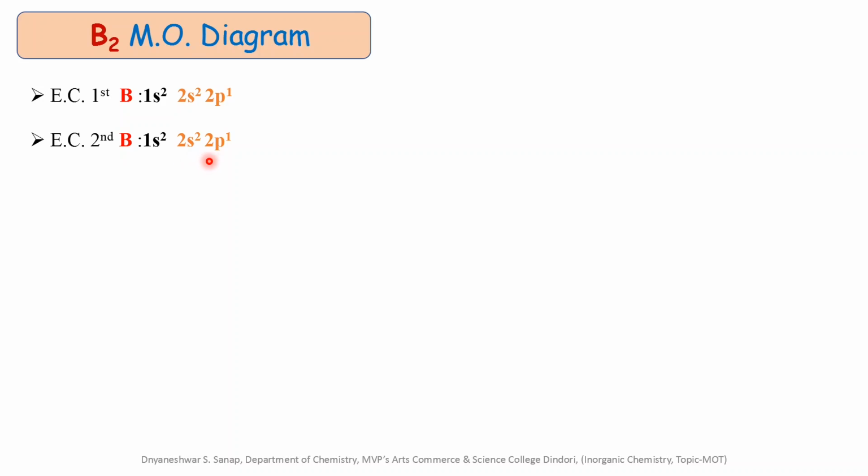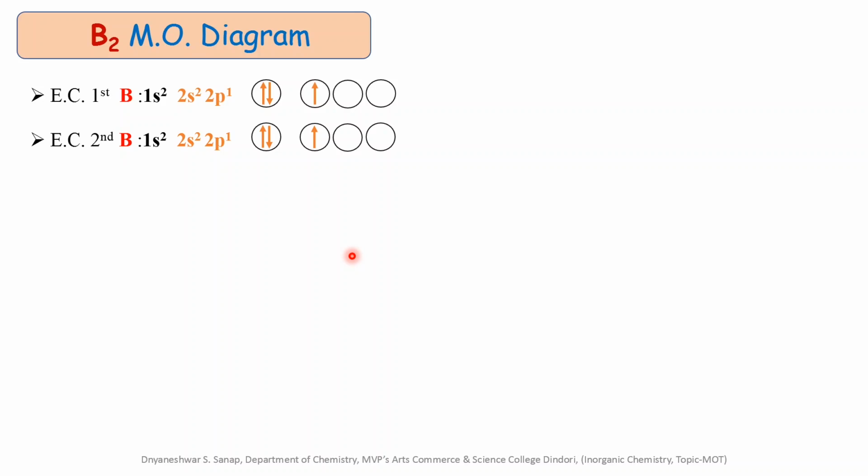Let us write these valence shell electrons in tabulated form for both atoms: 2s2 and 2p1 for the first atom, and similarly 2s2 and 2p1 for the second atom. The total number of electrons participating in the formation of the B2 molecular orbitals is 6. Let's start drawing the molecular orbital energy level diagram.